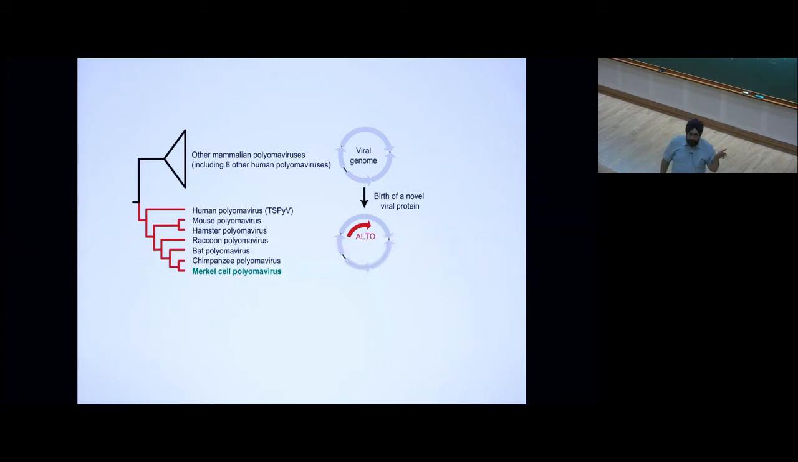But what is kind of special about the Merkel cell case, which is why I presented it to you, is most of the time we don't have the transition event that tells us how did this happen. Here is a unique case where we have the ancestral state, which didn't encode for ALTO, and then the derived state, which allowed us to infer the sequence of events necessary for this completely new thing to come into being, right?